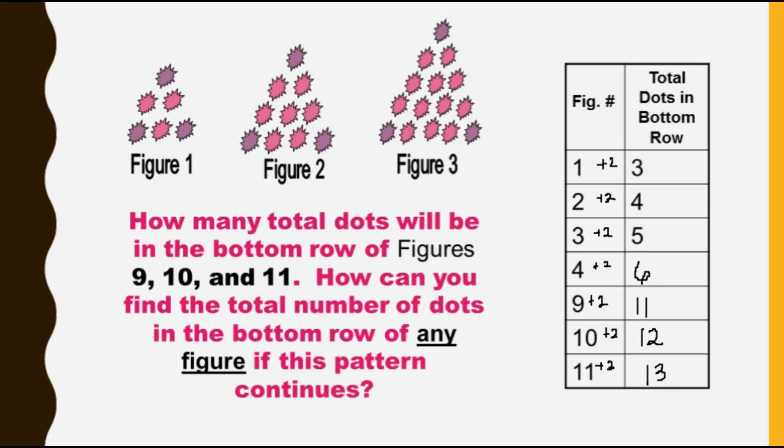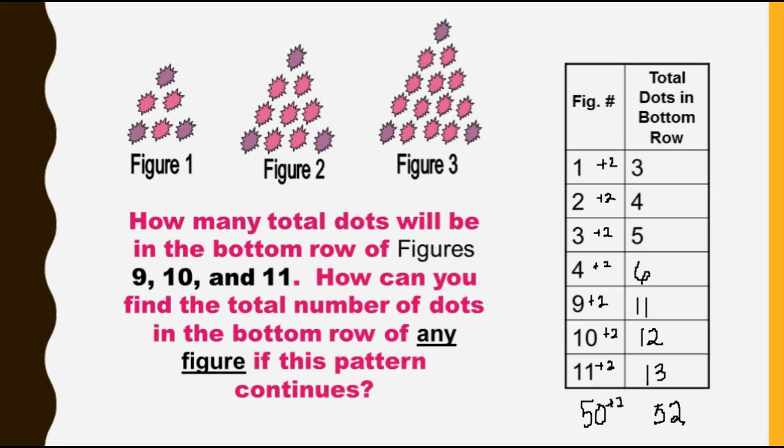So let's say we draw this 50 times, and every time we've gotten bigger and bigger and bigger. So now I have figure number 50. How many dots would be on the bottom row? You just keep that same pattern. You add 2. So the 50th figure would have 52 dots at the bottom. So once you know the pattern, boy, is it easy to come up with the rest of the numbers in the table.